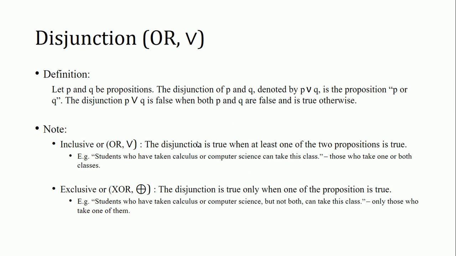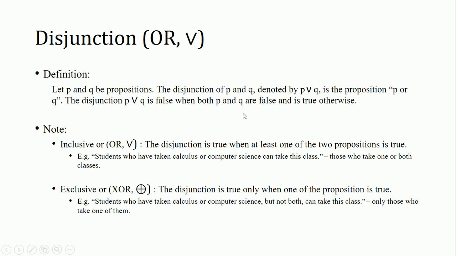Disjunction, or. Okay? So, the definition of disjunction: let P and Q be propositions. The disjunction of P and Q, denoted by P ∨ Q, is the proposition P or Q. The disjunction P or Q is false when both P and Q are false and is true otherwise. Sabi naman niya dito, yung disjunction na P or Q, magiging false lang yan pag false si P and Q.